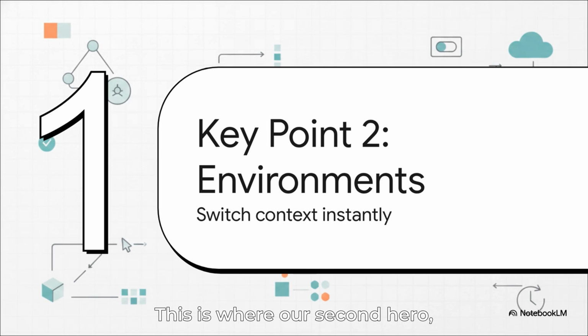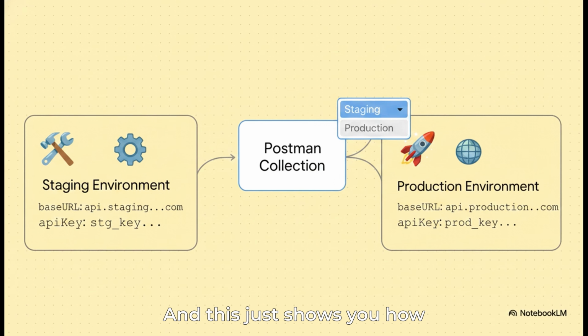This is where our second hero, environments, comes into play. And this just shows you how beautifully simple it is. On the left, you've got your staging setup. On the right, production. Notice how the variable names like base URL are the same, but the values, the actual URLs and keys, are different. This lets you switch your entire collection's target from staging to prod with a single click of a dropdown. No more digging through request settings.